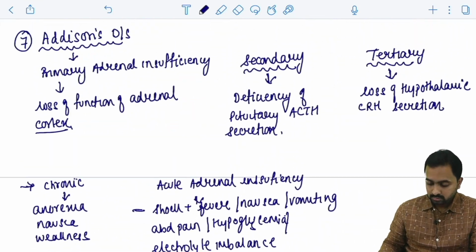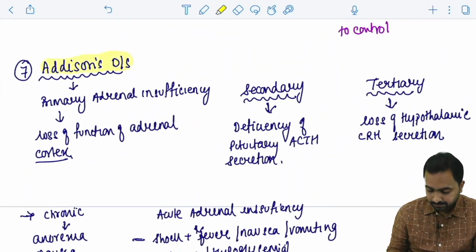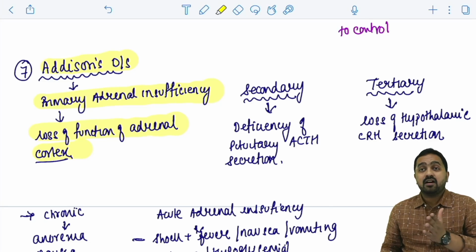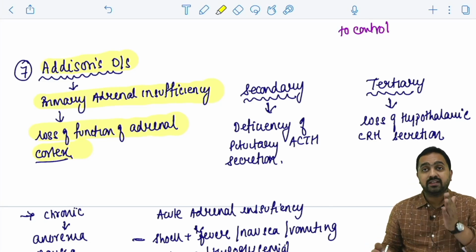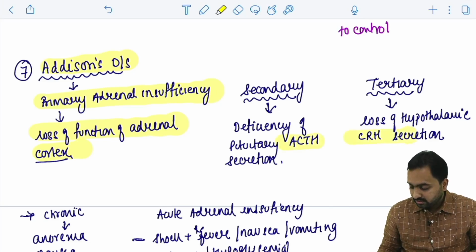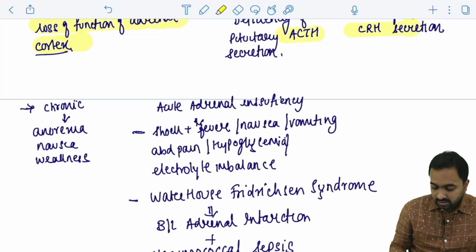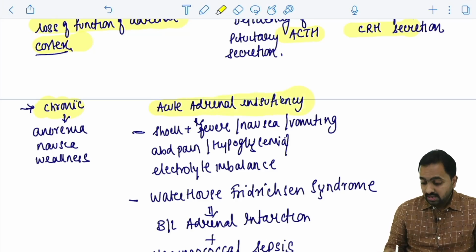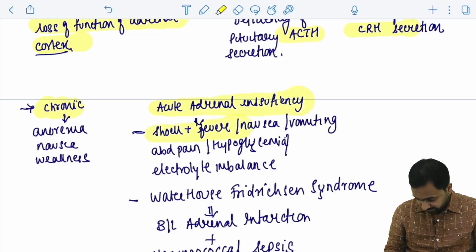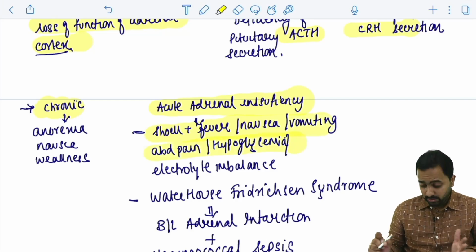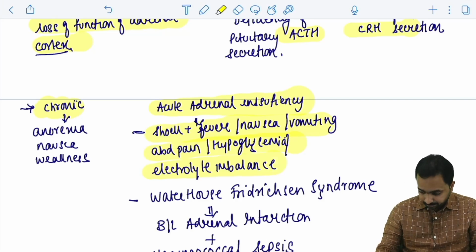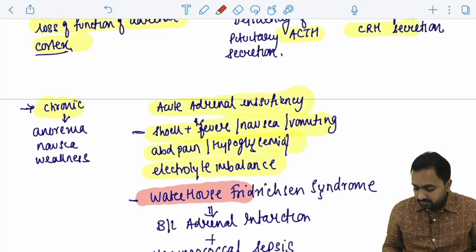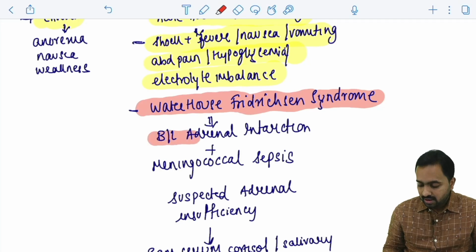So the Addison disease is a primary adrenal insufficiency, where there is loss of function of adrenal cortex. Then there are also secondary and tertiary. In secondary there is loss of ACTH, and in tertiary there is loss of CRH. Now the chronic presentation usually would be in form of anorexia, nausea, weakness. The acute adrenal insufficiency would present in form of shock, fever, nausea, vomiting, abdominal pain, hypoglycemic symptoms, and electrolyte imbalance. And then the star MCQ, which has been asked multiple times, is Waterhouse-Friderichsen syndrome, which is bilateral adrenal infarction and meningococcal sepsis.